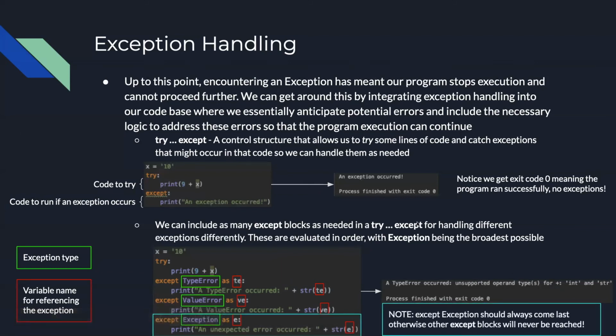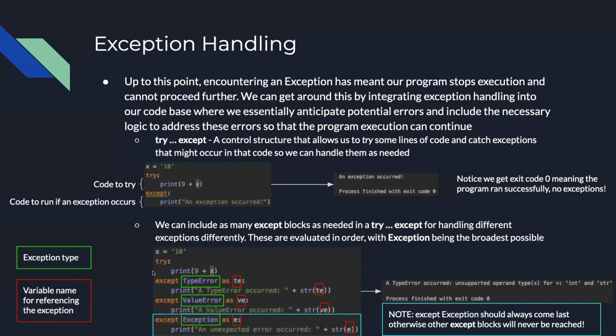And then an important note: except Exception should always come last. Otherwise, except blocks will never be reached. So if for whatever reason I had put my except Exception as e up here, then we would have gotten to the except Exception as e block right away. We wouldn't have gone to the type error block at all. This is because these are evaluated in order. So the first one that's checked is, was the error an instance of a type error? If it wasn't, then was the error an instance of a value error? If it wasn't, then was the error an instance of an exception?